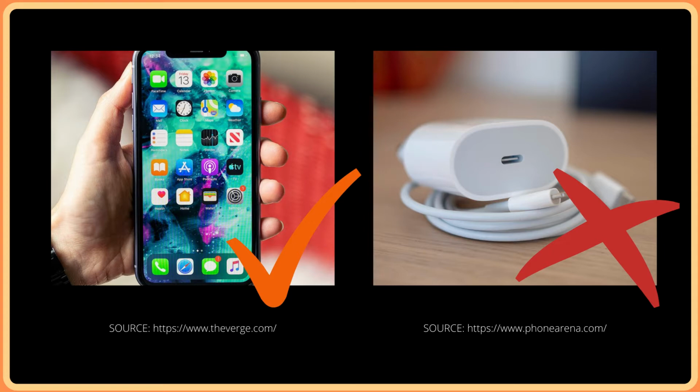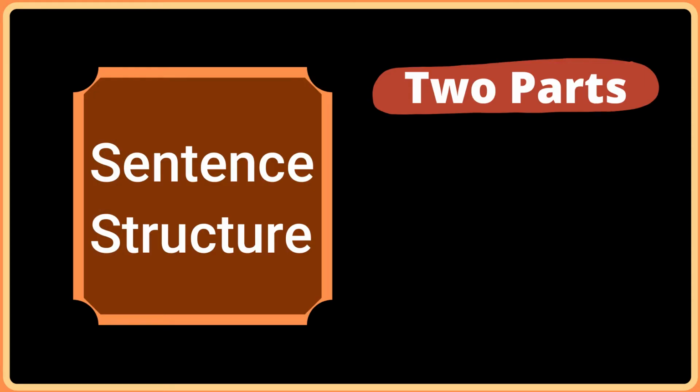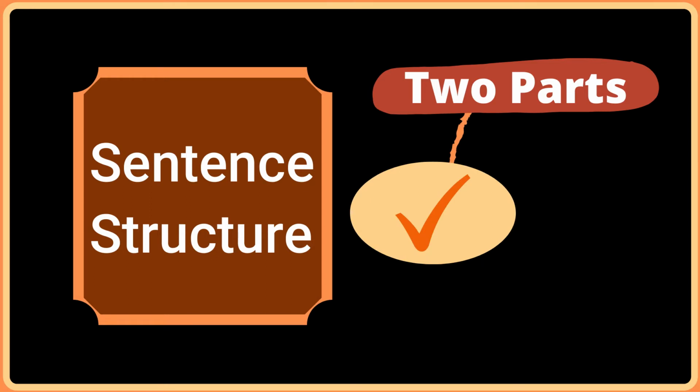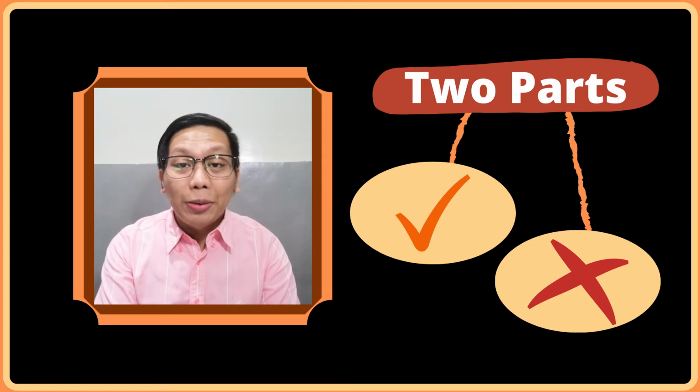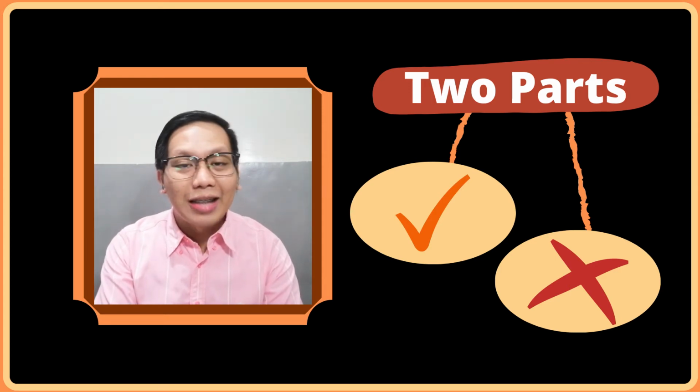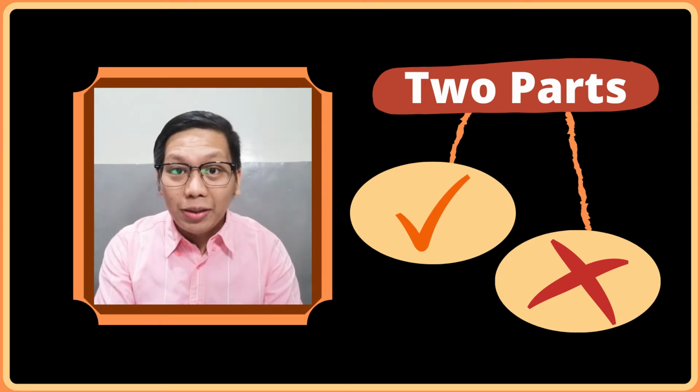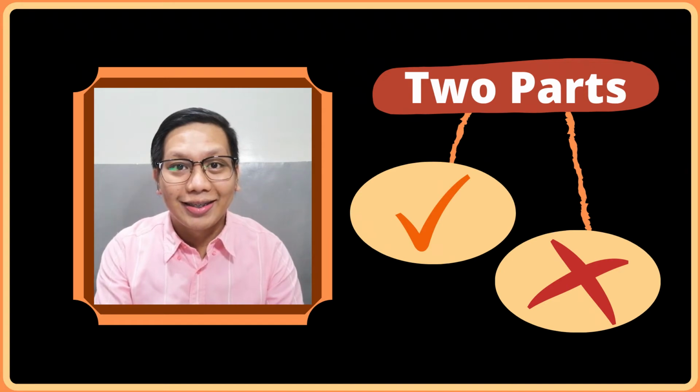In sentence construction, there's a structure that is made up of two parts. And just like the images I showed you, one of these two parts may function without the other. But the other part will not express a complete idea without its partner. That's what our topic for today is about. Our topic is complex sentence.